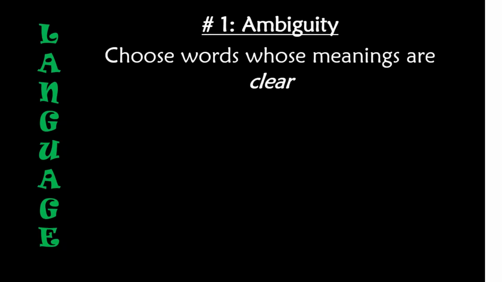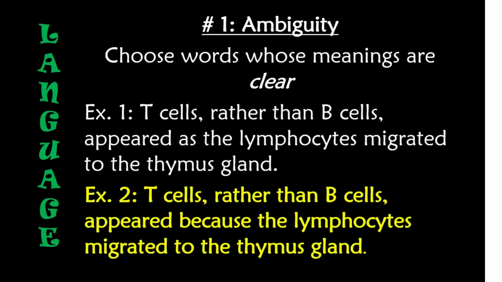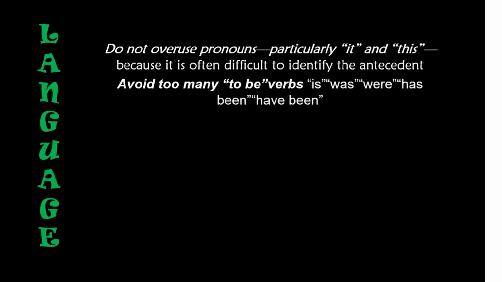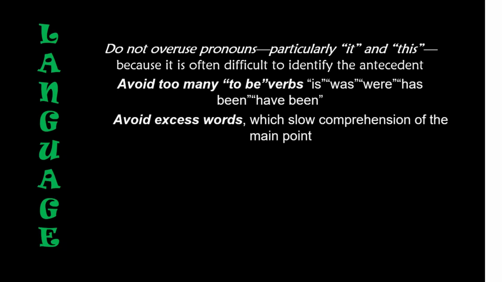Language. Number 1. Ambiguity. Choose words whose meanings are clear. Example in yellow text is under this principle. Do not overuse pronouns, particularly it and this, because it is often difficult to identify the antecedent. Avoid too many to be verbs like is, was, were, has, and have been. Avoid excess words, which slow comprehension of the main point. See examples.